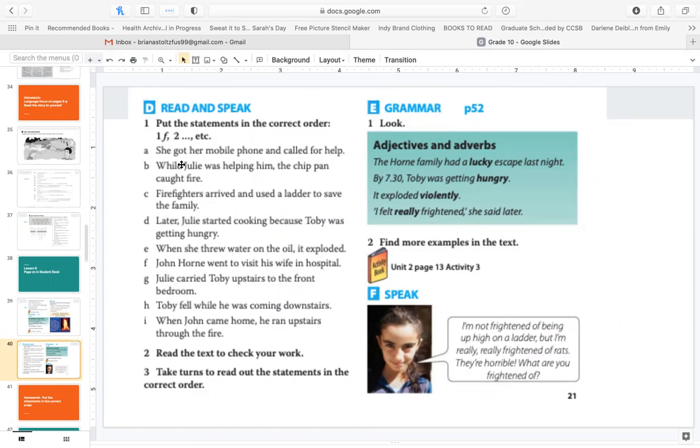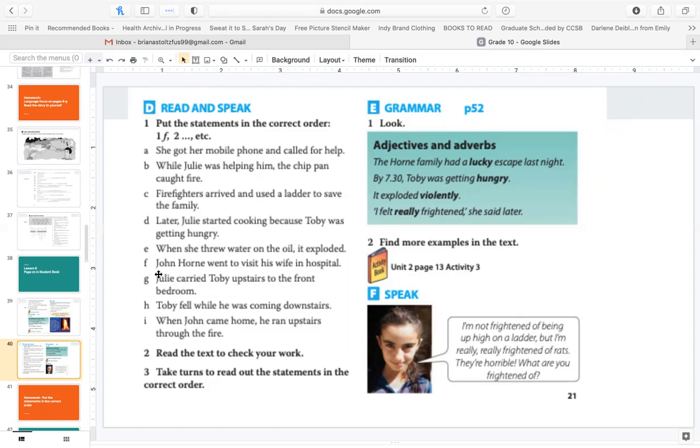A says, she got her mobile phone and called for help. B says, while Julie was helping him, the chip pan caught fire. C says, firefighters arrived and used a ladder to save the family. D says, later, Julie started cooking because Toby was getting hungry. E says, when she threw water on the oil, it exploded.